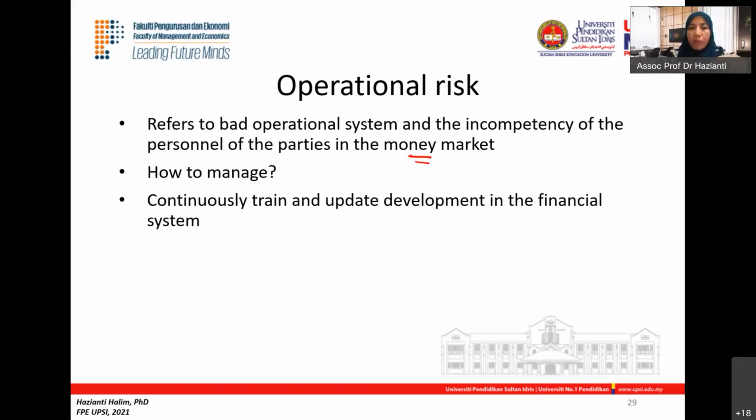So the small banks also have to manage to train and update on developments in the financial system. For example, in the past we only had ATMs, and the ATM was only for withdrawing money. If you wanted to deposit money, there was no machine, or you had to go to the bank itself to deposit. Because that bank didn't have a cash deposit machine. We see it as very simple, but it is an operational risk for the bank. It can't survive, it can't catch up with the technology or the operational systems of other banks.